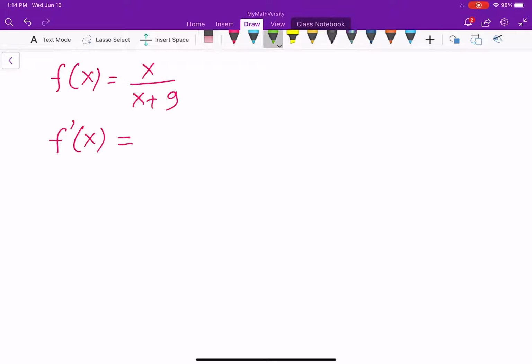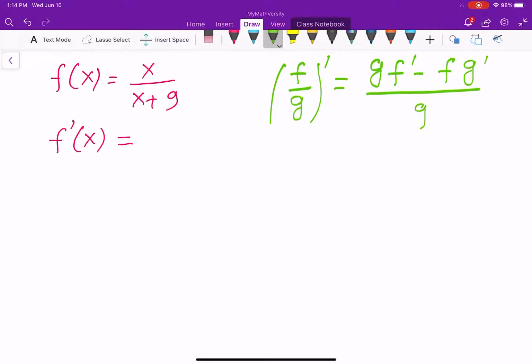And what is the quotient rule? If we have f in the numerator and g in the denominator, then the derivative can be figured out by g times f prime, minus f times g prime, divided by the square of the denominator. So that is the formula we can use. To use this formula, we need to know what f is and what g is. We also need to know what f prime and g prime are.